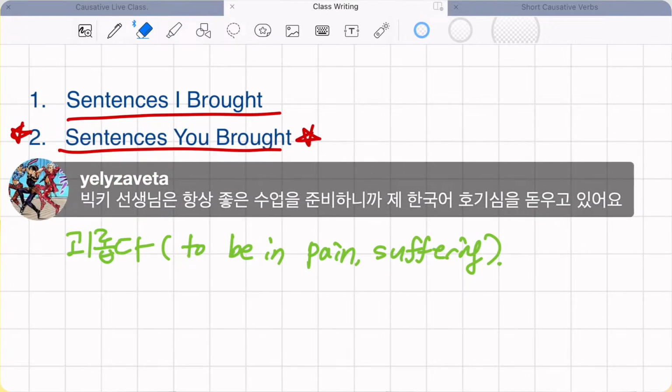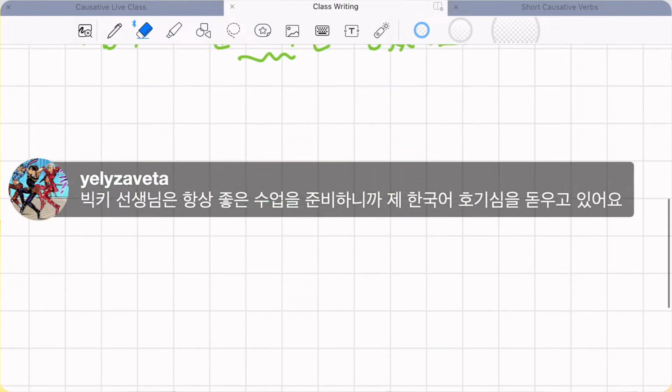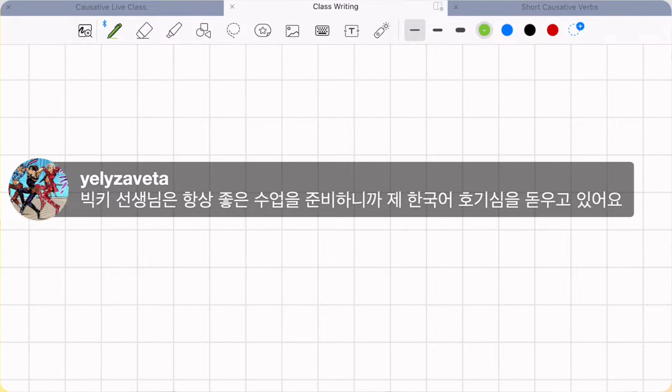옐리님이 비키 선생님은 항상 좋은 수업을 준비하니까 제 호기심을 돋우고 있어요. 호기심을 돋우다 쓰셨구나. 이거 괜찮아요. 호기심이 돋다. 호기심을 돋우다. 오케이. 좋아요. 호기심을 돋우고 있어요. 완전 좋은데요?